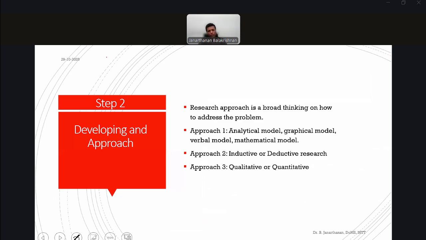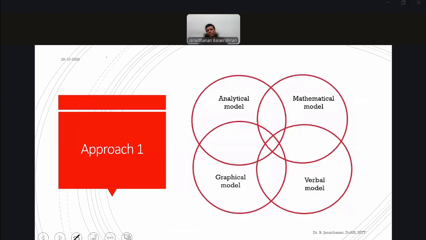So step 2 is developing an approach. What kind of way are you trying to do a research? Four ways are there: whether you are going to do it analytically, mathematically, graphically, or verbally. Analytical is all your cross-sectional. Even if you have secondary data, you can do an analytical model. Your secondary data can give you a mathematical model, a graphical model, or a verbal model. And a graphical model is apt for secondary data, especially if you're doing your SLR literature reviews. Those are very good.